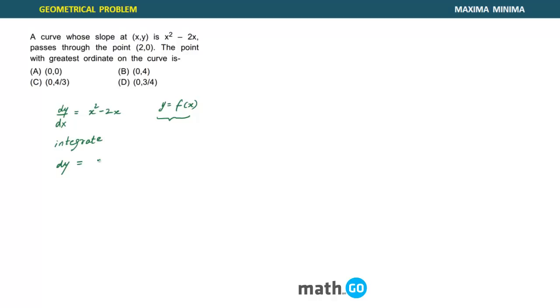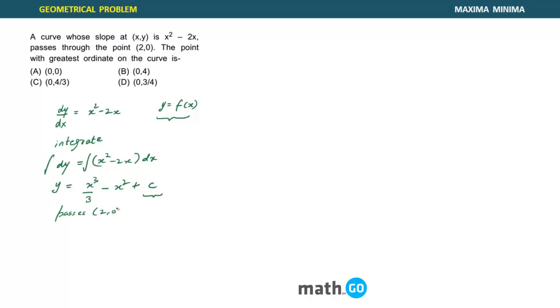So if you integrate, you will get the integral of x square minus 2x dx. So this will be what? Y is equal to x cube by 3 minus x square plus constant of integration. Now how do you remove this constant of integration? For this it is given that this curve passes through 2 comma 0.